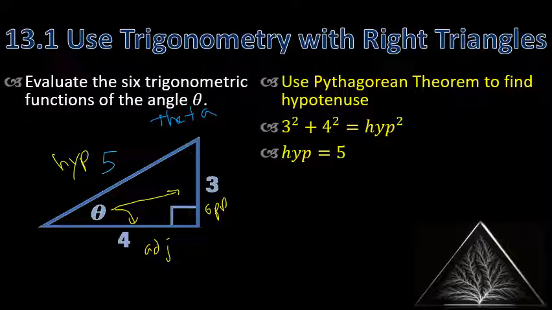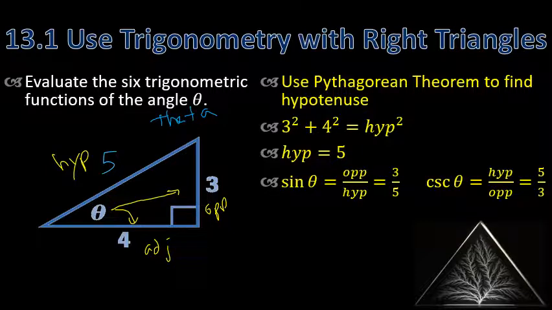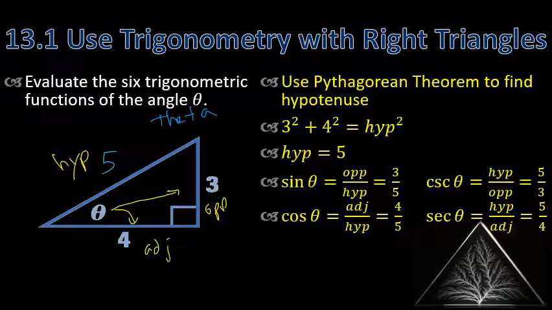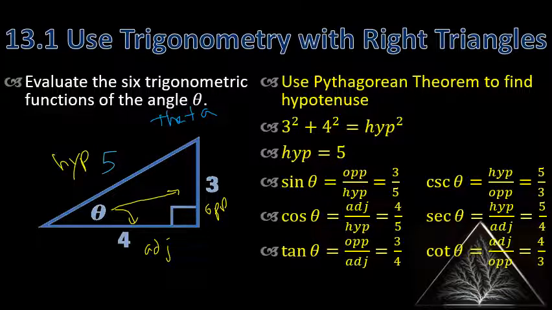And then it's just fill in the formulas. Sine is opposite over hypotenuse, so that'd be 3 over 5. Cosecant is hypotenuse over opposite, so that'd be 5 over 3. See the reciprocals? Cosine is adjacent over hypotenuse, or 4 over 5. Secant is hypotenuse over adjacent, or 5 over 4. Tangent is opposite over adjacent, which is 3 over 4. And cotangent is adjacent over opposite, which is 4 over 3.